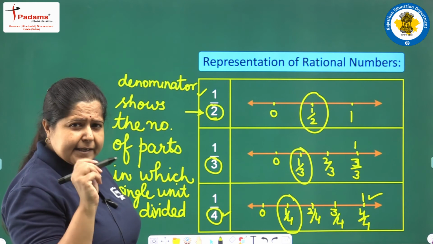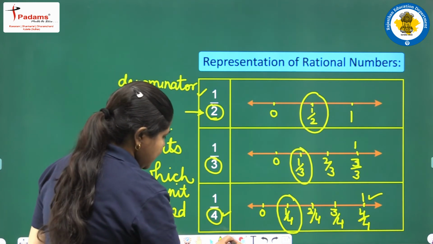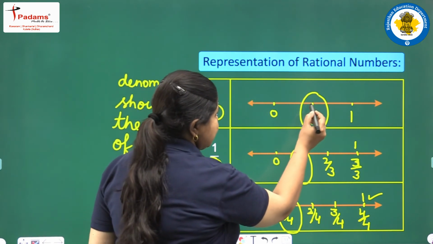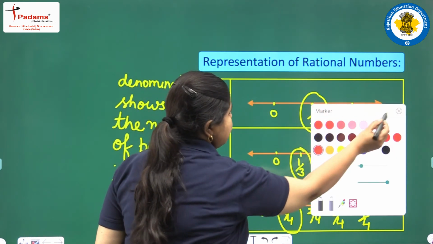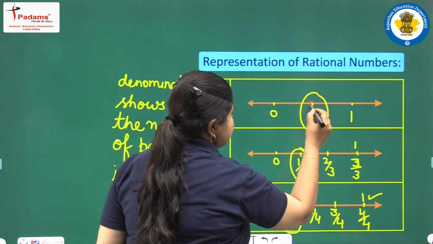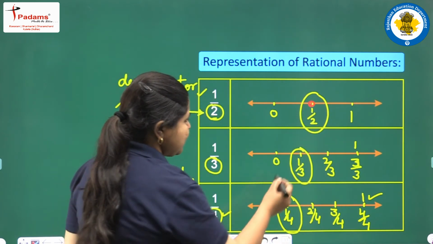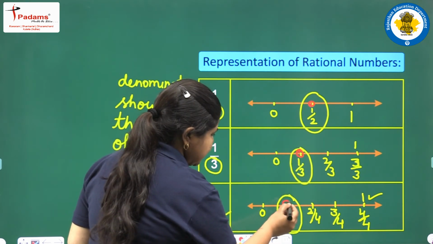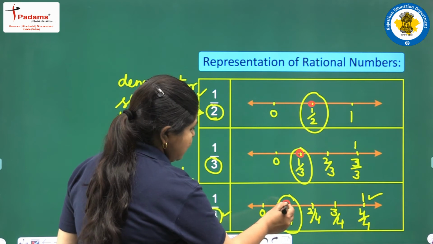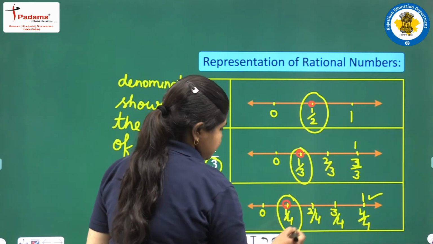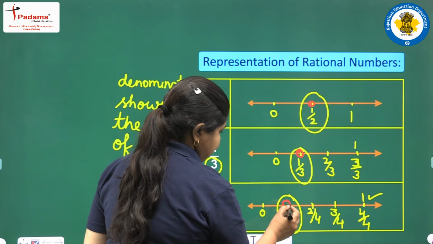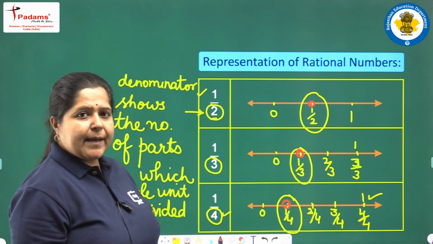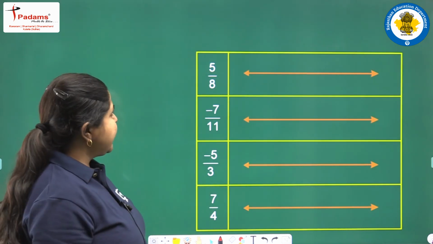What is the exact location of these numbers? Let me change the color, then it will be clear. This particular point is the location of 1 by 2. This particular point is the location of 1 by 3 and this particular point is the location of 1 by 4. Clear? We move on to some more examples, then the concept will be much clearer.